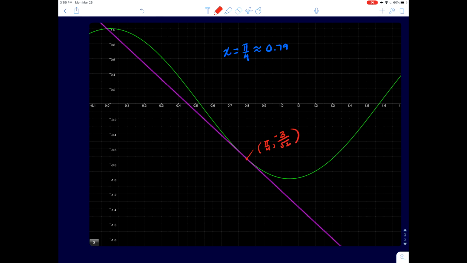And so the two graphs intersect at that ordered pair, right? And the green graph is the graph of our cosine of 3x. And then the pink graph is the graph of the line tangent to that at x equal pi over 4. All right. So there we go.